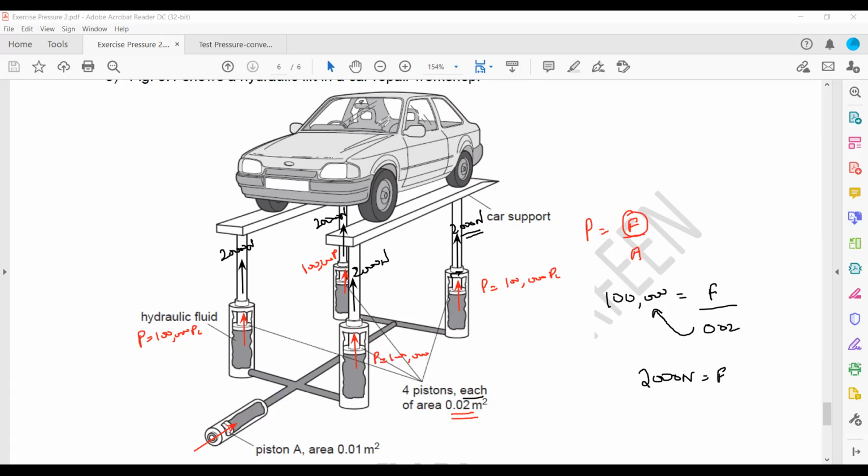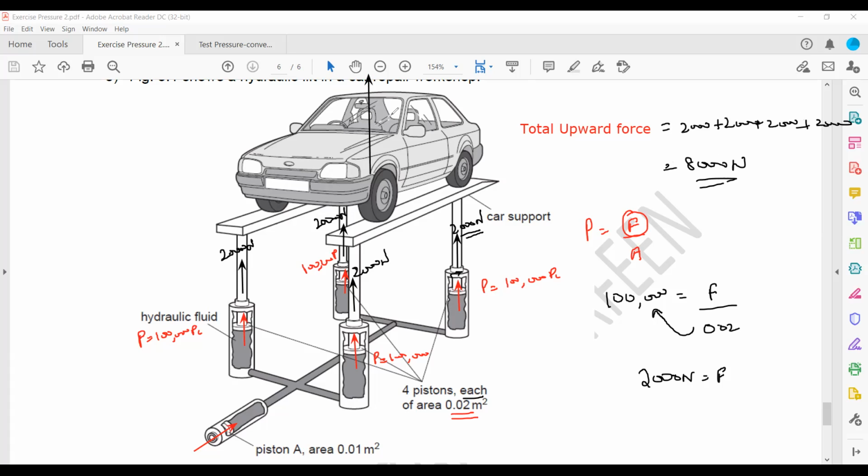The question was, what is the total upward force? Each piston is applying a force of 2000. So when we calculate the total upward force, it will be 2000 plus 2000 plus 2000 plus 2000, or 2000 multiplied by 4. So the total upward force will be 8000 Newton.